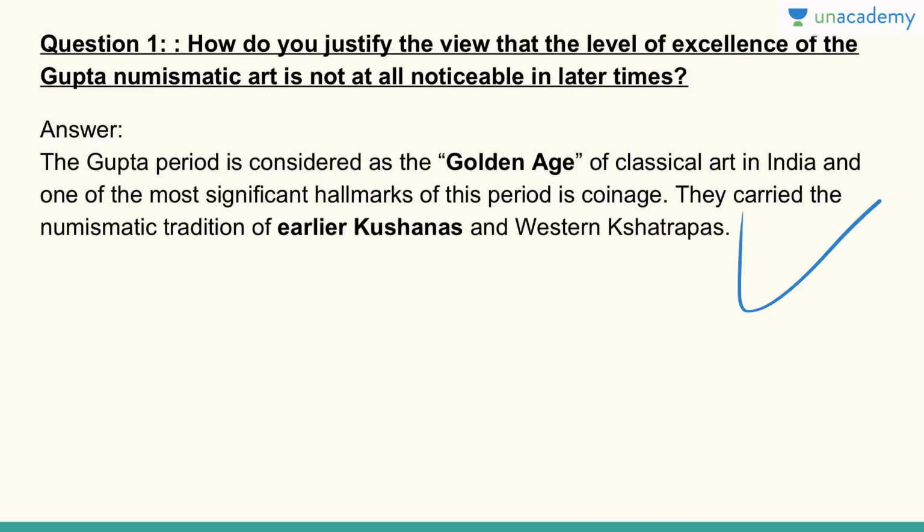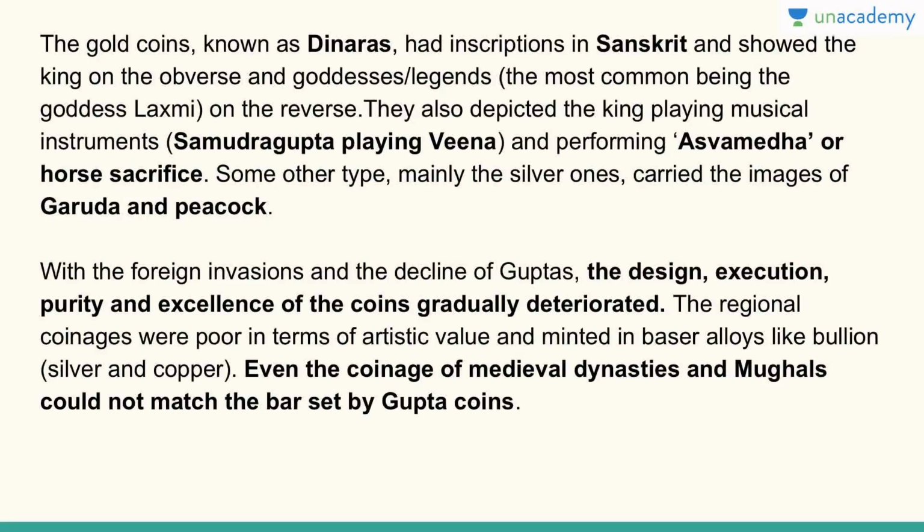So basically, what this answer is trying to say is that it takes the previous eras, includes them, and then goes forward. The gold coins, which are known as dinars, held inscriptions in Sanskrit, and they showed the king on one side and goddesses and legends, the most common being the goddess Lakshmi, on the reverse side. So just try to imagine what the coins were.